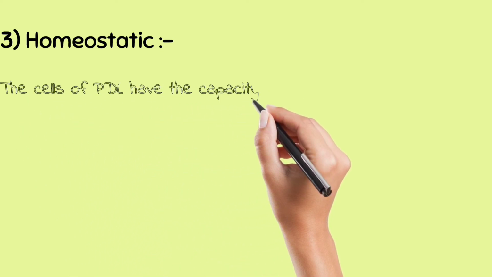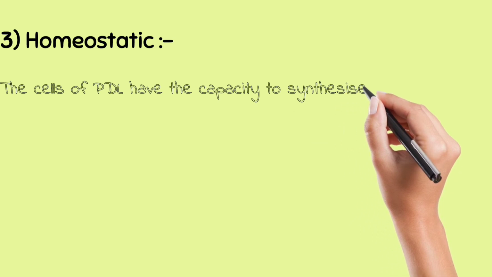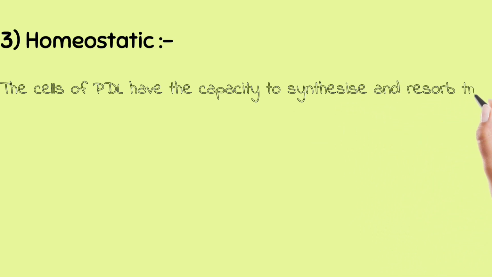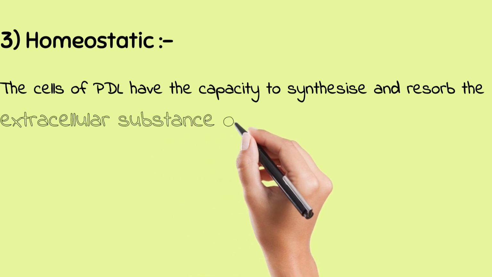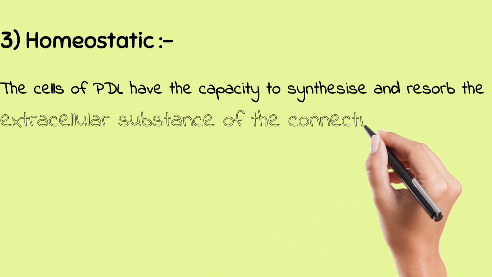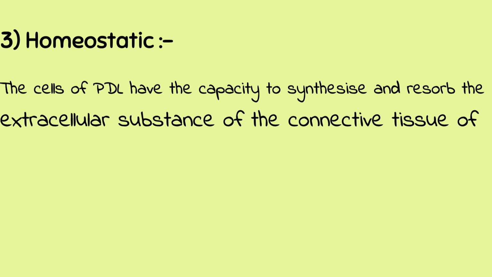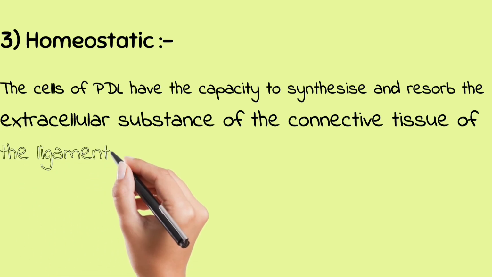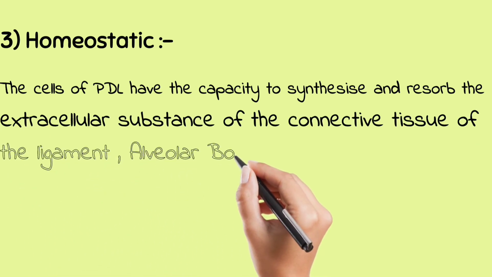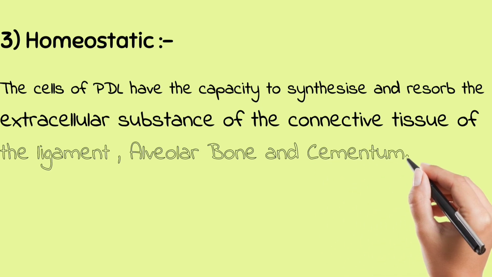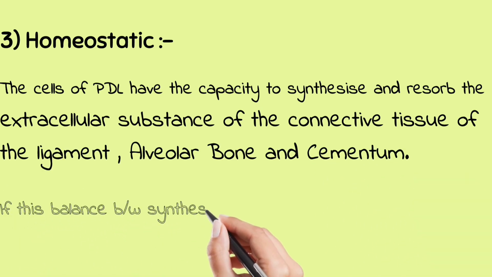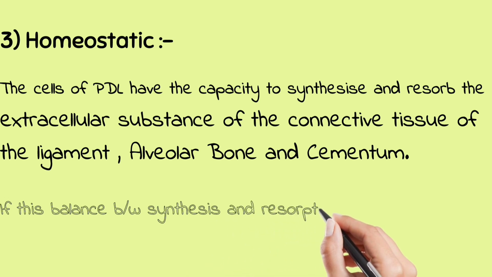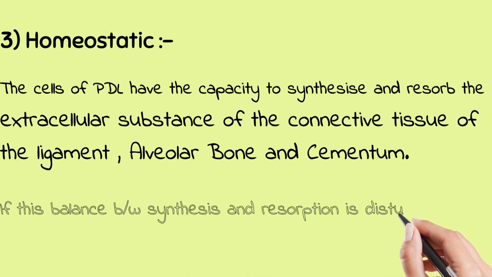Next we have the third function, that is homeostatic function. The cells of the periodontal ligament have the capability to synthesize and resorb the extracellular substances of the ligament, alveolar bone proper and cementum. If this balance between the synthesis and resorption is disturbed, it will lead to the loss of attachment of the tooth, such as occurs in scurvy due to the deficiency of vitamin C in the diet.